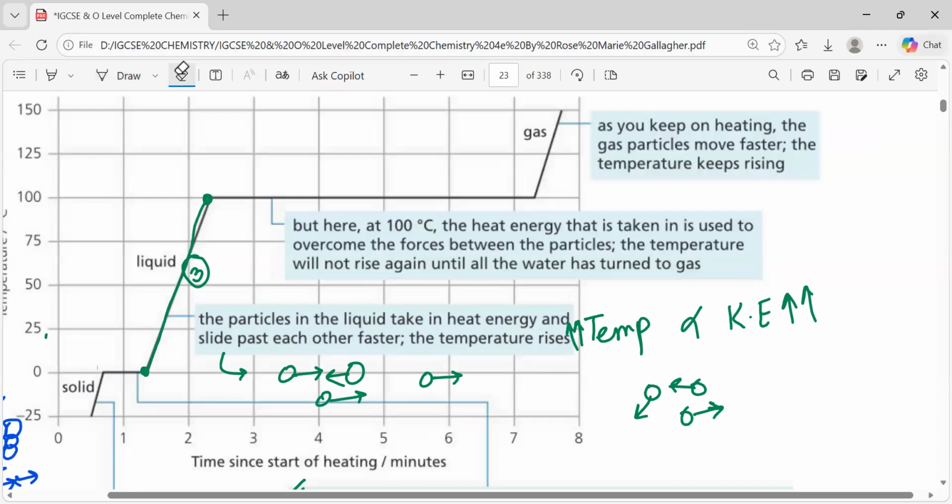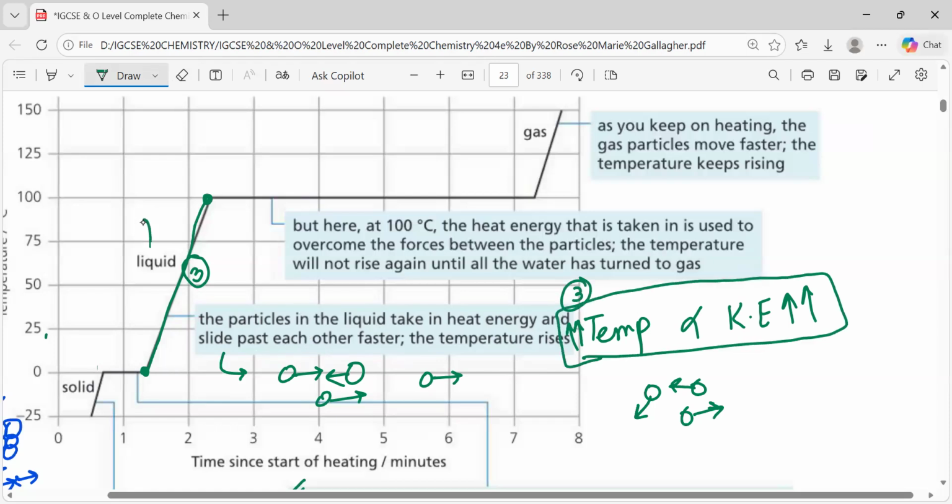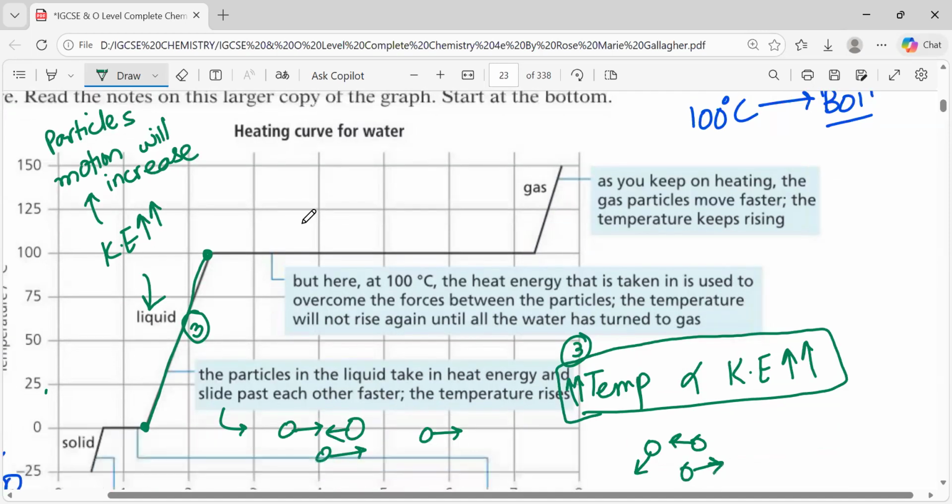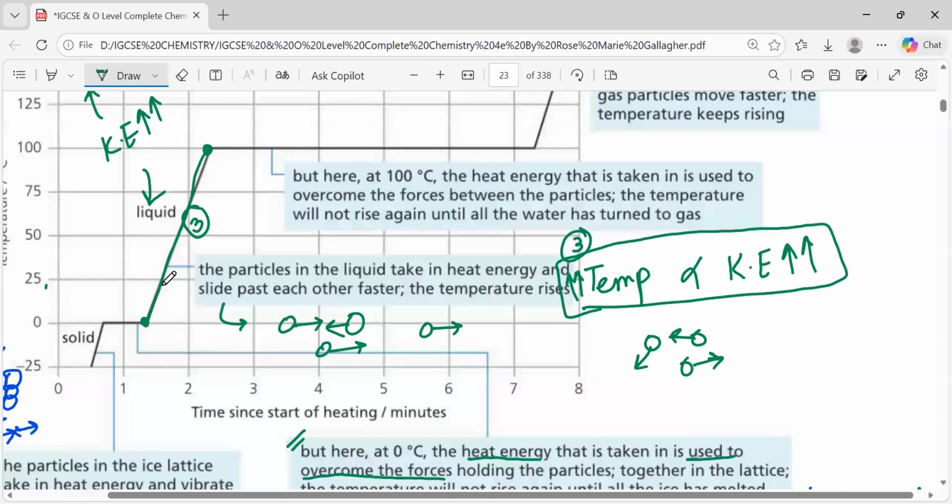You can write about this in the third question, which I have mentioned: in the third point, what is happening is that when you are increasing the temperature, the kinetic energy of the liquid is increasing. And when the kinetic energy increases, the particles move at a faster speed. Particle motion will increase. Clear? You can mention this or you can mention this one. Both reasons are correct.